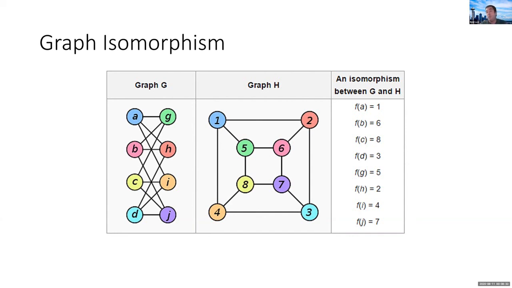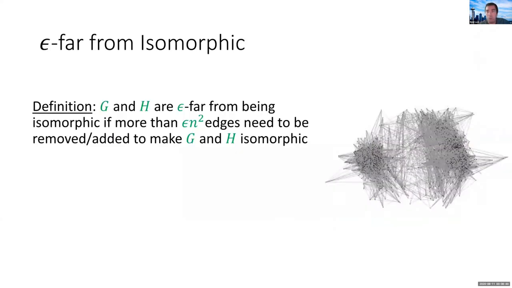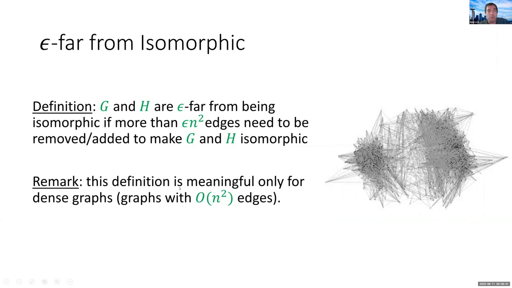And since we're doing testing, we need to somehow come up with a matching definition for this, and to consider also this definition in the context of the CONGEST model, as we will see in a minute. So what is epsilon far from being isomorphic? G and H are said to be epsilon far from being isomorphic if more than epsilon n squared edges need to be removed or added in order to make G and H isomorphic. Okay, this is quite natural. And of course, this definition makes sense only if the graph is dense, since we have this epsilon n squared here.